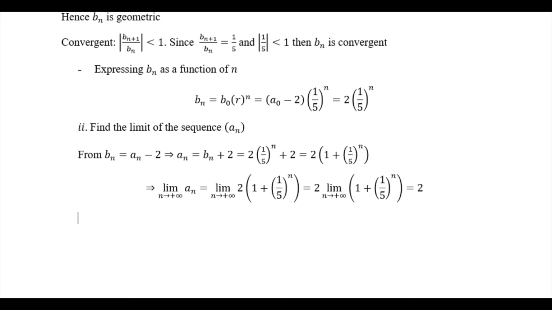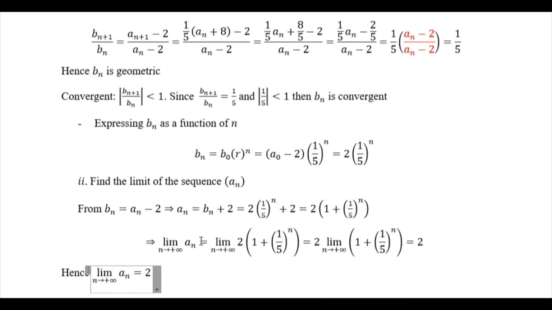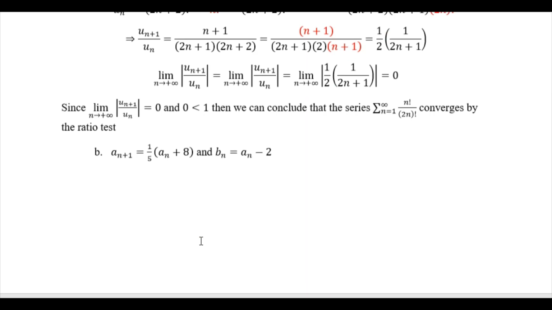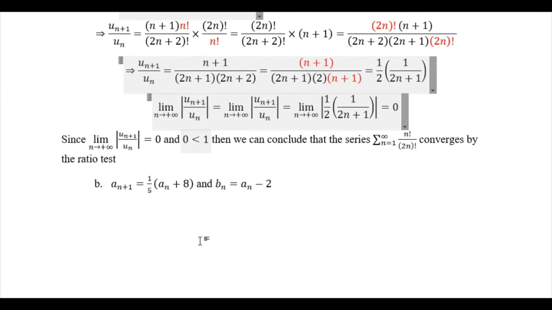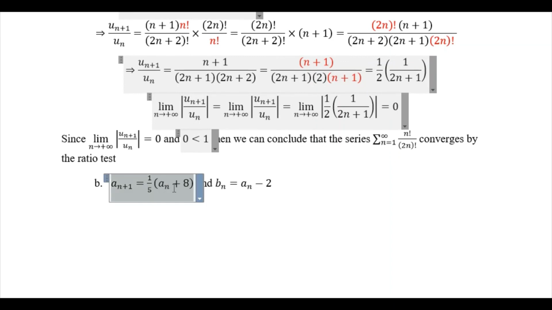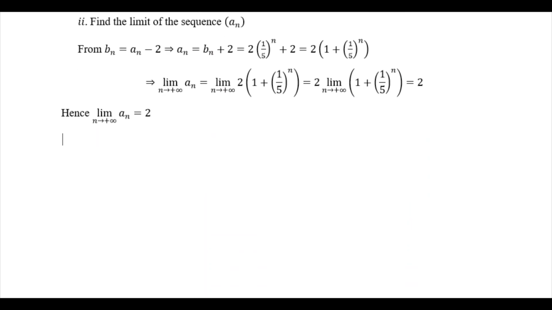So let's write the final statement. Hence, the limit as n tends to infinity of the sequence a of n is equal to 2. Now let us verify. Actually, we are done with the question, but let us try to verify if this is true. Now let's come back to our a of n. Let's come and verify something. This is a of n plus 1 in terms of a of n, is it? Alright, so let's try to verify something.